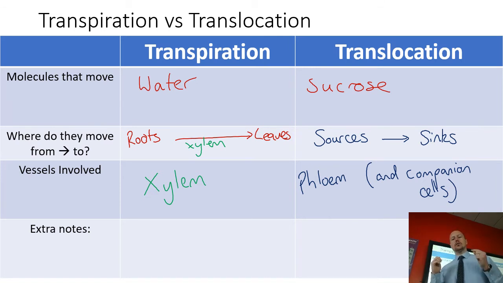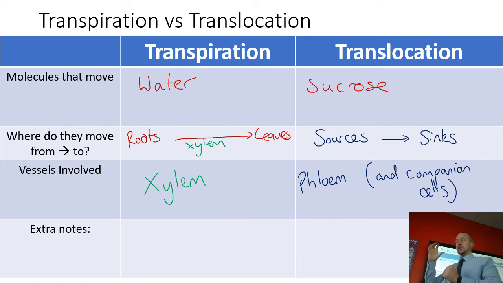Translocation is from where sugar is in a high concentration and then it moves to where it's needed. So if in the summertime plants are doing lots and lots of photosynthesis and have lots of sugar in the leaves, they might want to store it in the roots. So that's what carrots and potatoes are. They're root vegetables where plants store lots of sugar.